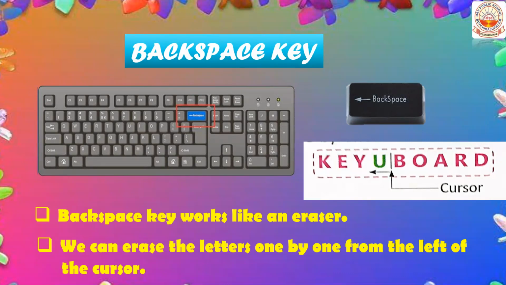So we can erase the letters one by one from the left of the cursor. So on the left side, which letter is there, children? U. Okay, children. So when the cursor is there, you can erase the letters from the left of the cursor. So the backspace key erases the letters from the left of the cursor. When you press the backspace key, only one letter will be erased. So you have to remember the backspace key is used to erase letters left of the cursor, as shown in the picture.